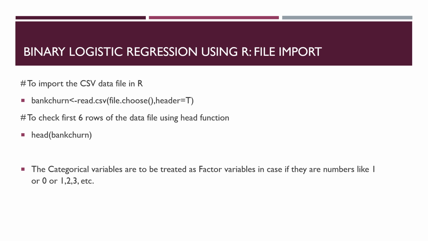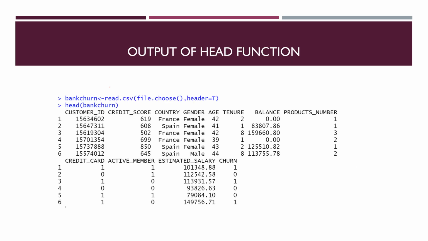The categorical variables are to be treated as factor variables in case they are numbers like 1 or 0, or 1, 2, 3. Meaning, if the categorical variables include numerical data, for example gender, and if the gender variable is written as either 1 or 0, with 1 indicating male and 0 indicating female, then this variable cannot be used as it is unless we treat it as a factor variable.